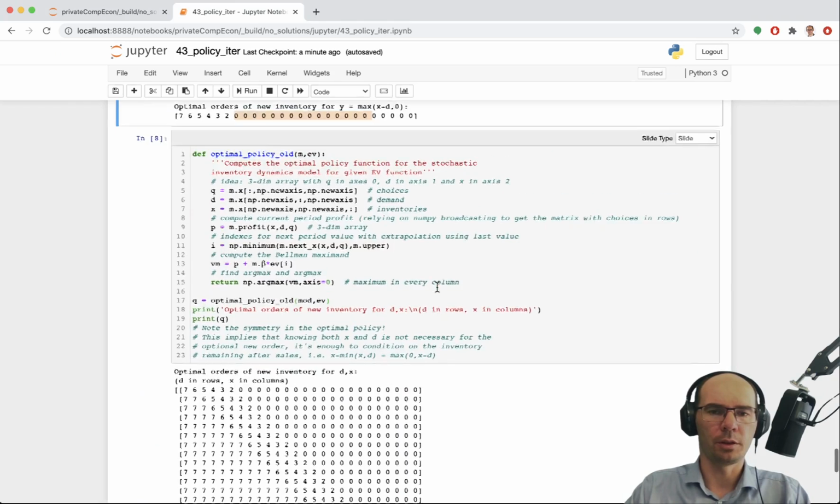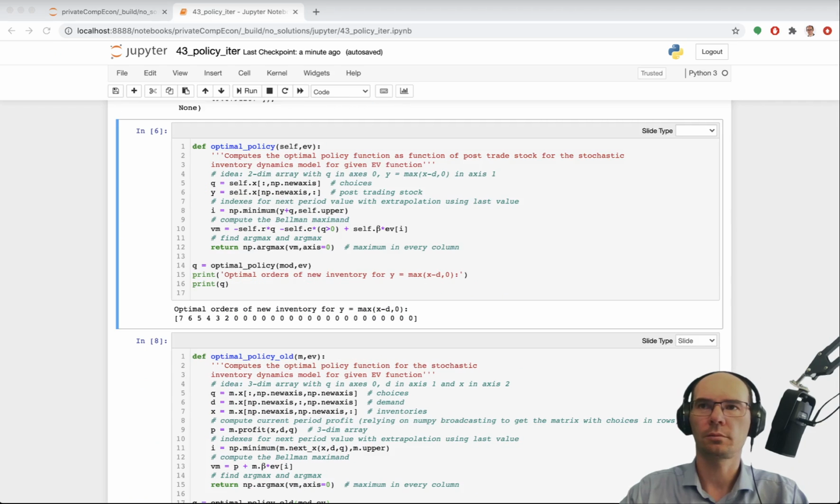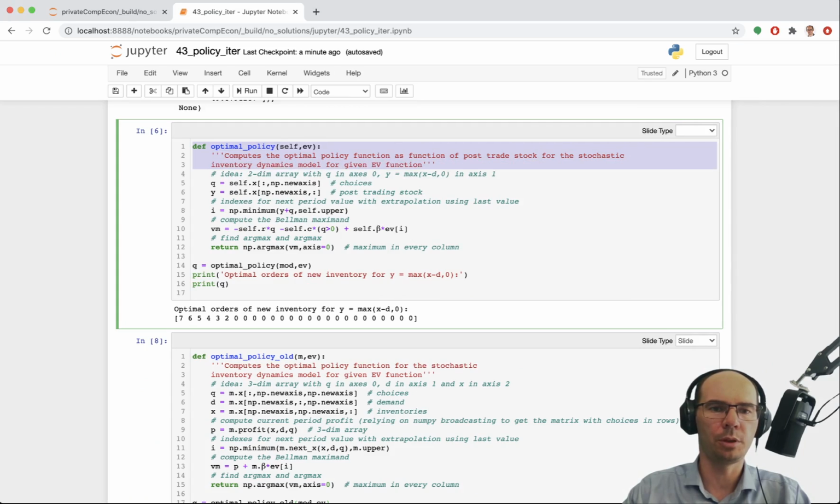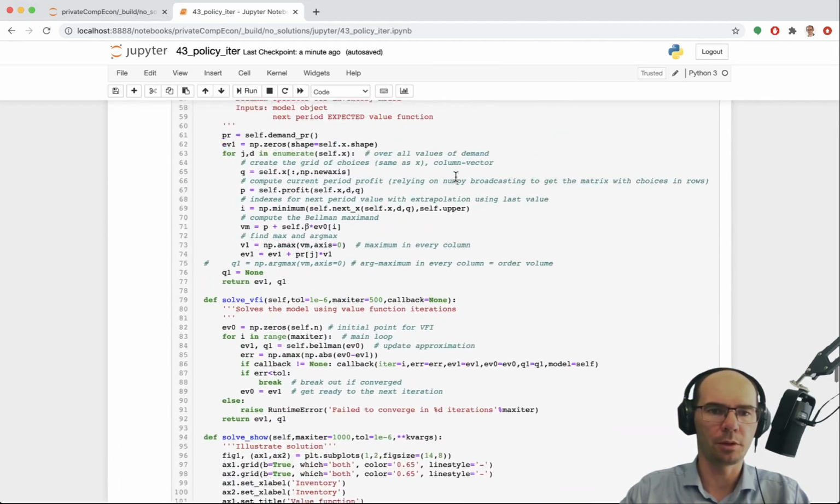That we use to represent the optimal policy. Okay, with this done, let's implement or embed this optimal policy calculator into the class.